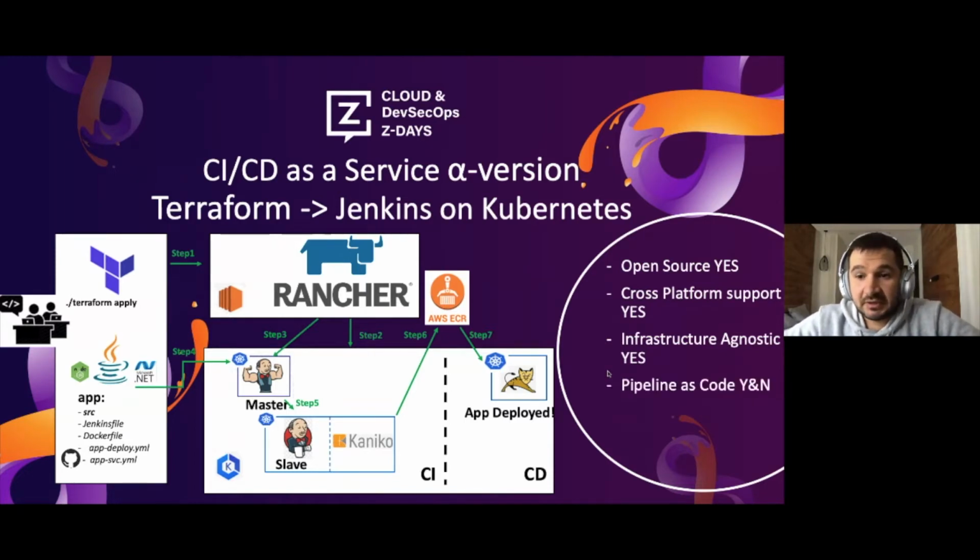Pipeline as code, yes and no, because within Jenkins we were able to use Groovy, but if you're asking whether it is DevOps friendly, I don't think so. I always call Groovy more Java friendly, maybe friendly for Java developers, but having modern trends in mind, I don't think that is a DevOps friendly approach, and there is something better, I would say.